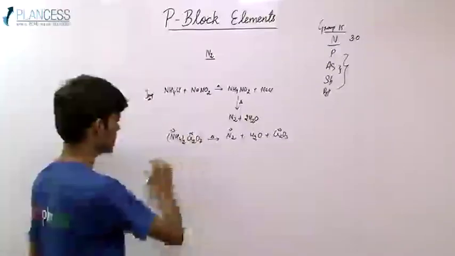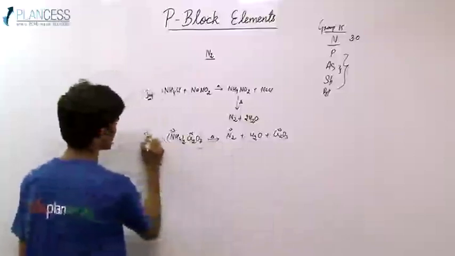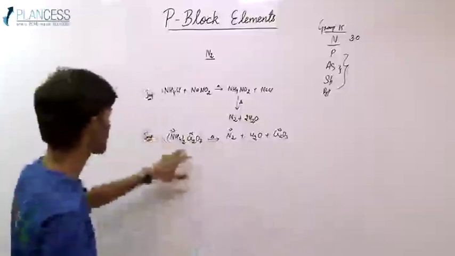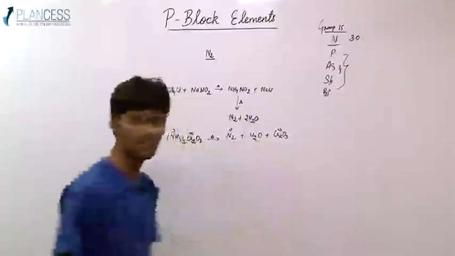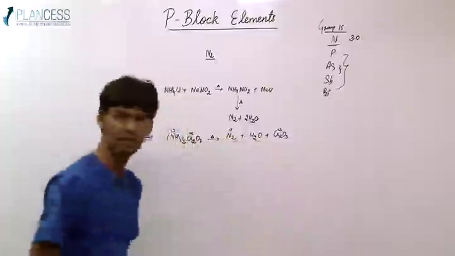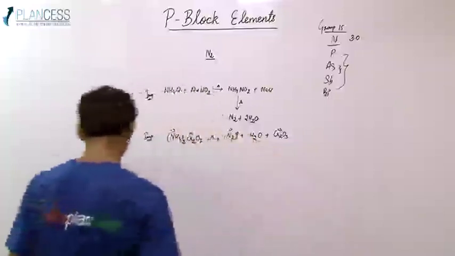So this is also again an important reaction. Several times it has been asked in the competitive exams what happens when ammonium dichromate is heated, which gas is released. So the answer would be simply nitrogen in that case. So it is nitrogen gas here.